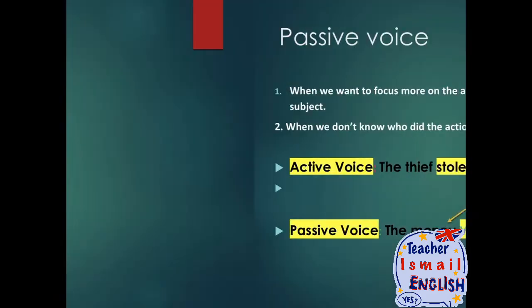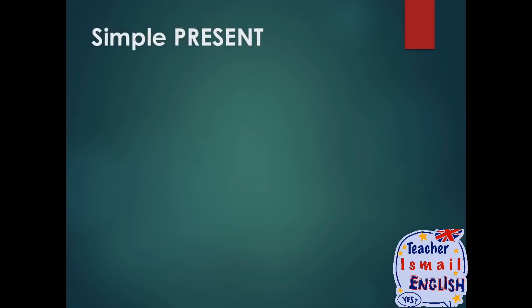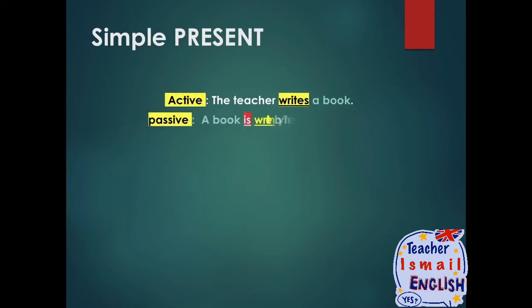We're going to start first with the simple present. We're going to revise the simple present in the active. Then we're going to see how we switch a simple present sentence to the passive. We have, for example, the teacher writes a book. In the passive we say a book is written by the teacher.